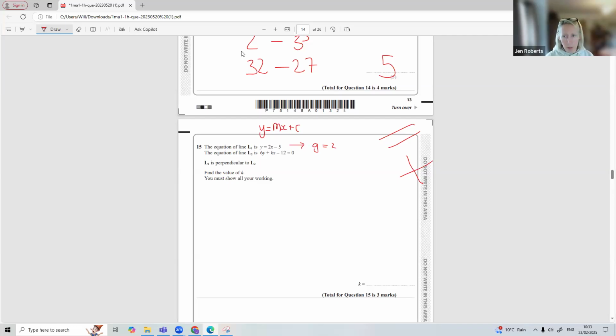What's the negative reciprocal of 2? Well, the negative reciprocal means minus 1 divided by 2. Minus 1 divided by 2 is minus 1/2. That is your gradient of the perpendicular line L2.